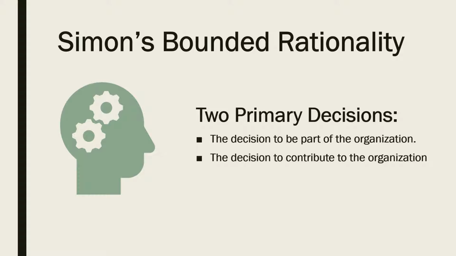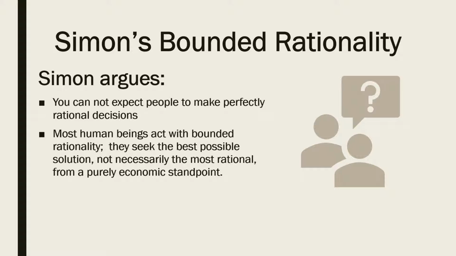Mr. Simon sees organizations as decision-making systems, which involve two primary sets of decisions: the decision to be part of the organization and the decision to contribute to the organization. Mr. Simon argues this theory because he believes that people do not make rational decisions, and they will seek the best solution for themselves and not necessarily what is best for the organization.